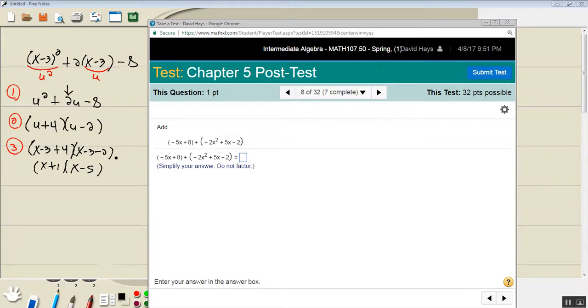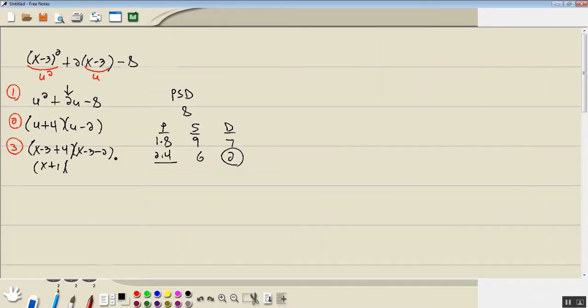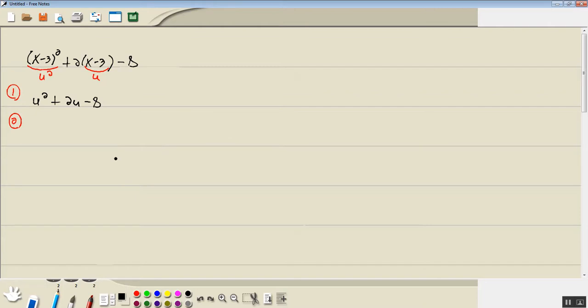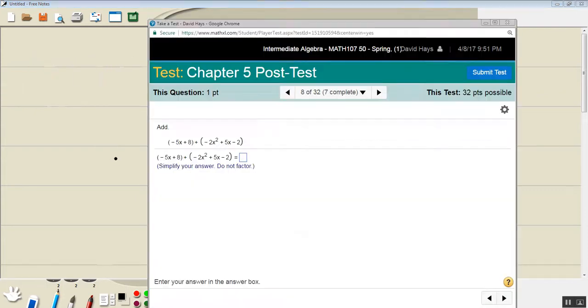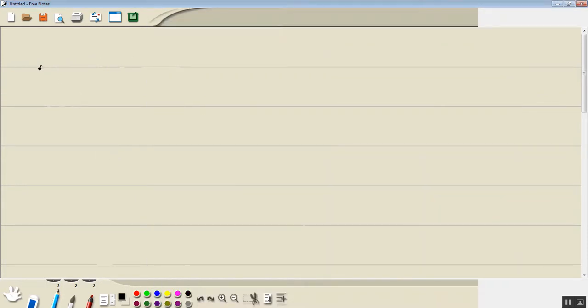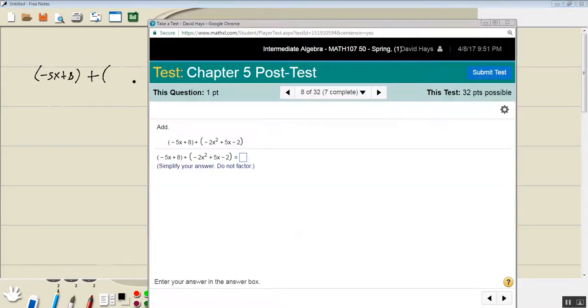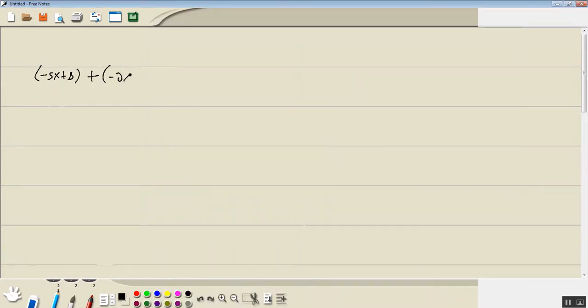Now here we want to add these polynomials together. Okay, so we got negative 5x plus 8 plus negative 2x squared plus 5x minus 2. Now these parentheses aren't doing anything because there's no numbers in front of them, no negatives, so we can drop them. And then we just combine like terms.